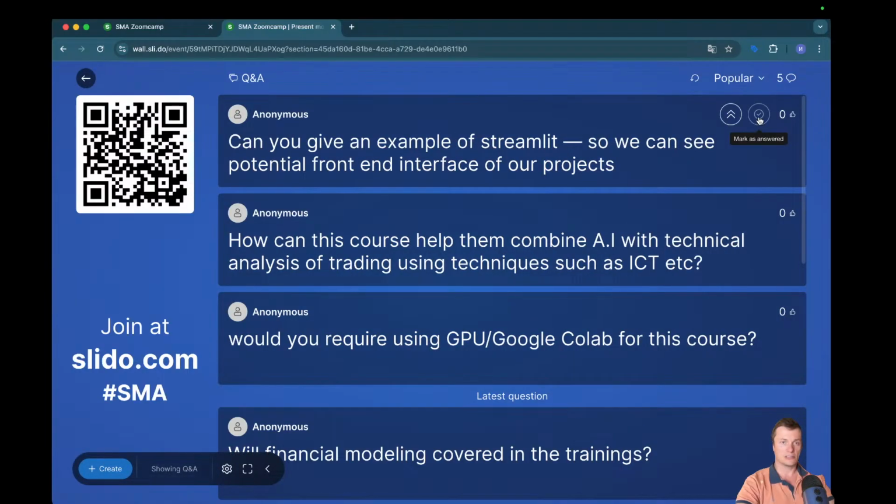Okay, last question, and then we continue with slides. Can you give an example of Streamlit?